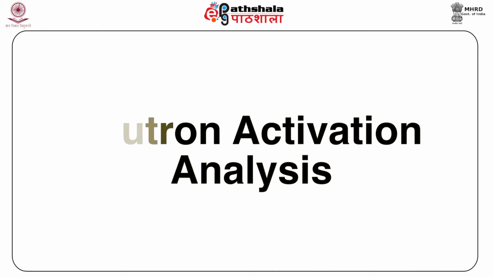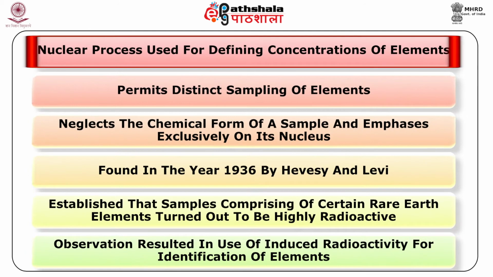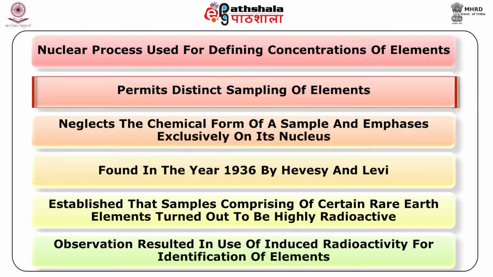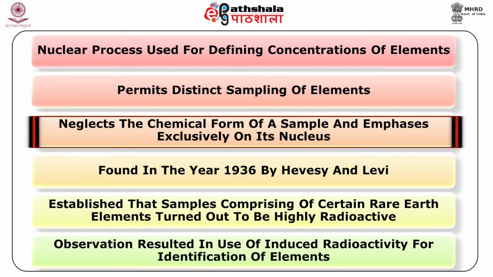Neutron activation analysis. Neutron activation analysis, or NAA, is a nuclear process used for defining the concentrations of elements in a huge amount of materials. It permits distinct sampling of elements as it neglects the chemical form of a sample and focuses exclusively on its nucleus.